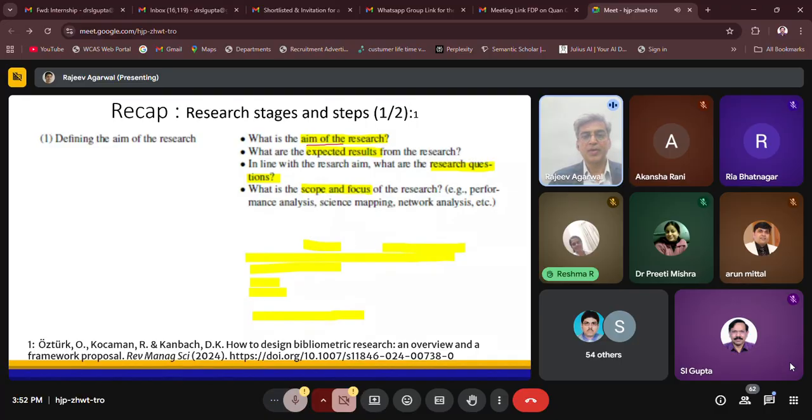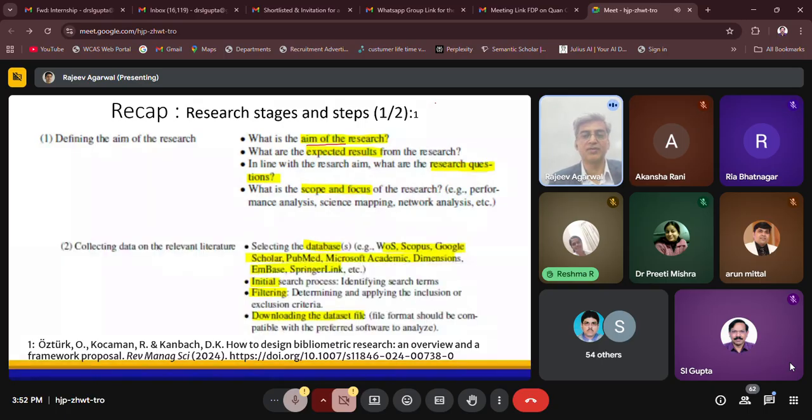What is the aim of my research? I should know this is my aim. What are the expected results? Now, how this aim has research questions. And what is the scope and focus of research? Performance analysis, I am doing mapping or network analysis. This is the first point: defining the aim of research. This is the most important term. This I have taken from How to Design Bibliometric Analysis.